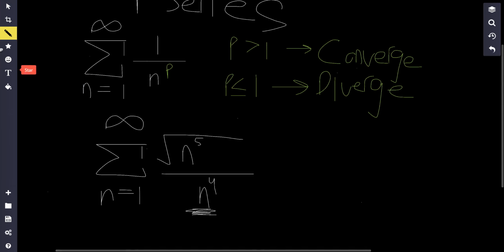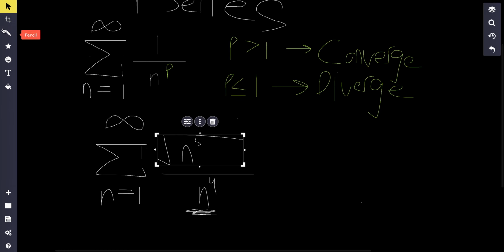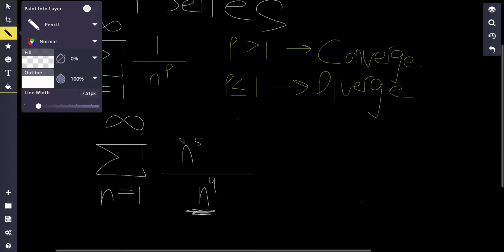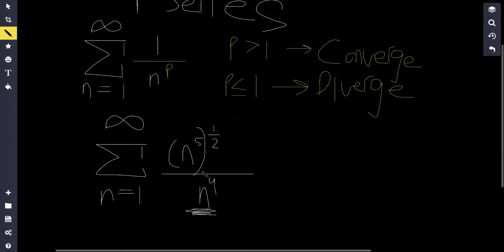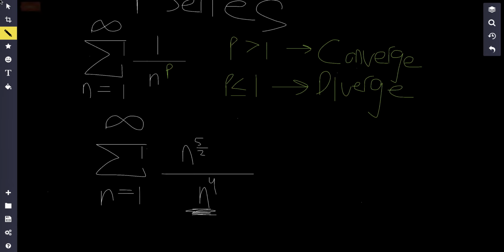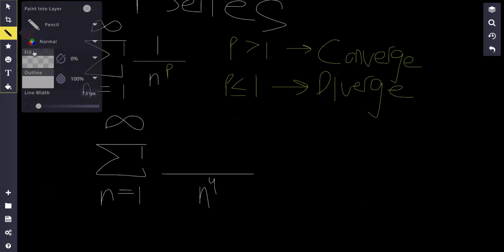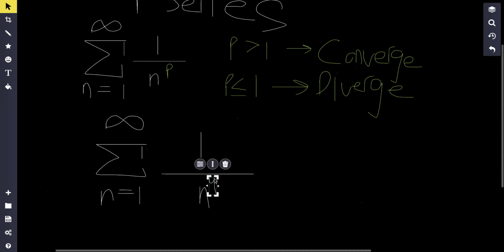The square root of n to the fifth power: the square root of something is the same thing as raising that thing to the 1/2 power, right? So it's the same thing as raising this to the 1/2 power, and 5 times 1/2 gives me 5 over 2. If we subtract these, I'm just going to get 1 over. So originally I had n to the 5 over 2 power, and I'm subtracting n to the 4th power, right? So 5 over 2 minus 4 is going to be equal to 1.5. Because 1.5 now is greater than 1, this is going to converge. So there we go.